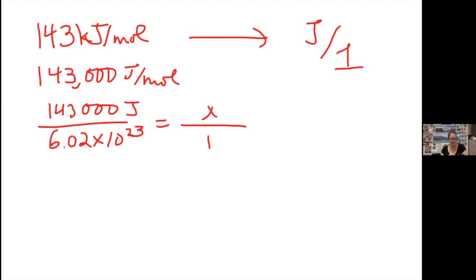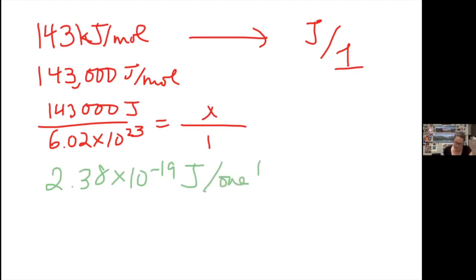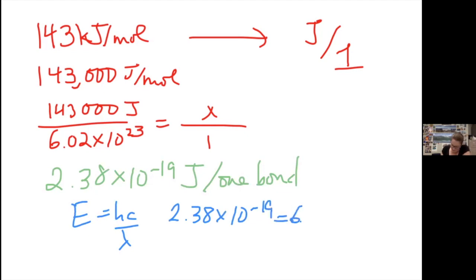143,000 divided by 6.02 E23 gives me 2.38 times 10 to the negative 19th joules in order to break one bond with one photon. This is the number that can get plugged into this equation. So 2.38 times 10 to the negative 19th equals 6.63 times 10 to the negative 34th, which is Planck's constant, 3 times 10 to the 8th, which is the speed of light, over the wavelength.